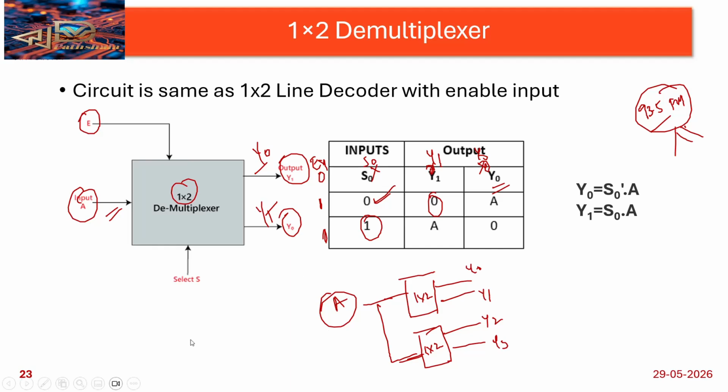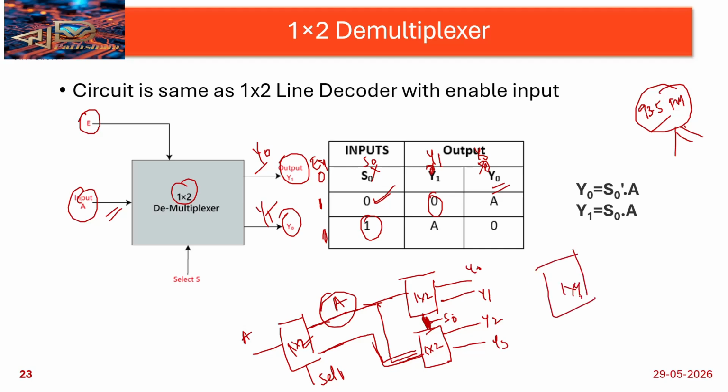You need to draw another 1 by 2 demux here, friend. Here two outputs I am getting, a single input A I am giving, and another select line. This is one select line and this is the other select line. This select line is common. So this is S0 and this is S1. Here two outputs I am getting. One output is connected to this one and another output is connected to this one. So three 1 by 2 demultiplexers are needed to design one 1 by 4 demux.